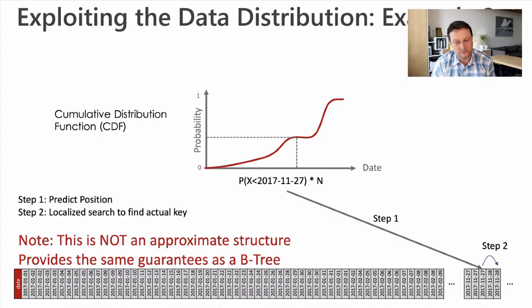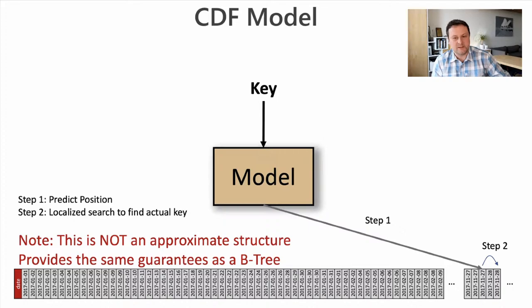Very important to note, this is not an approximate structure. Because of this final search at the end, it will always guarantee you that you will find the key if it exists. And you can also do things like find the next closest key left or right, right? So it can give you the exact same guarantees as what the B-tree does. Okay, so what we did essentially is take a key, put it through a model, get a prediction, do some localized search, and we get the same guarantees back.